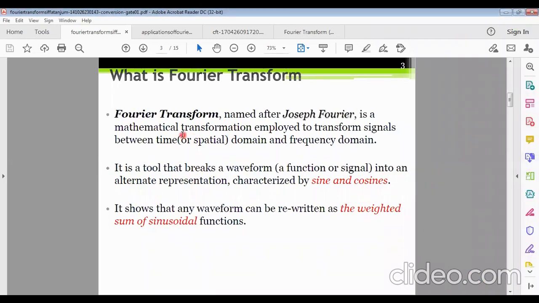So actually, what is Fourier transform? Fourier transform, named after Joseph Fourier, is a mathematical transformation employed to transform signals between the time or spatial domain and the frequency domain. It is also a tool that breaks a waveform, a function or signal, into an alternate representation characterized by sine and cosine, that means periodic functions. It shows that any waveform can be rewritten as the weighted sum of sinusoidal functions.